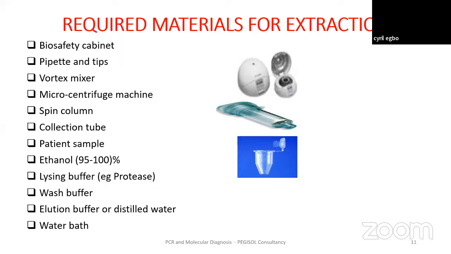Then we need the sample. The sample could be a whole blood sample, or plasma, or you have a buffy coat. The ideal is either plasma or buffy coat, because they are rich in DNA. So when you are contemplating using blood, you either go for the buffy coat for DNA extraction or use plasma, because they have a higher yield than whole blood.